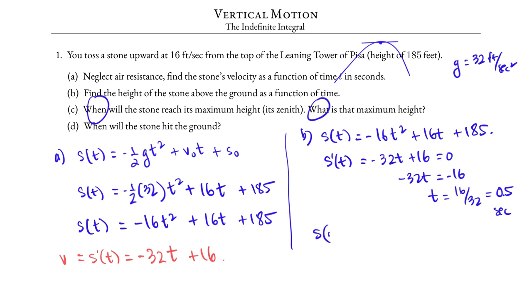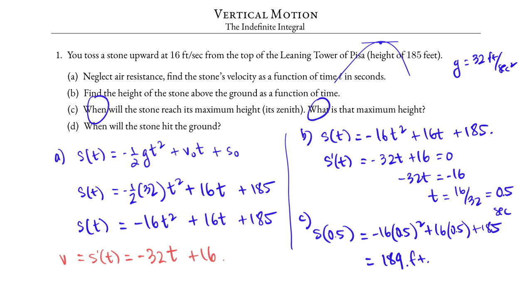We simply plug 0.5 back into the equation. S of 0.5 is negative 16 times 0.5 squared plus 16 times 0.5 plus 185. And we see that this is 189. That is the maximum height. The unit for this is in feet.